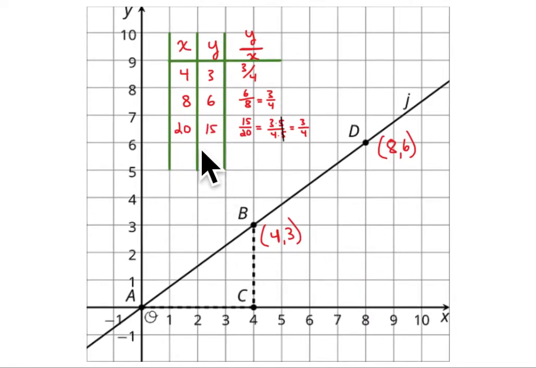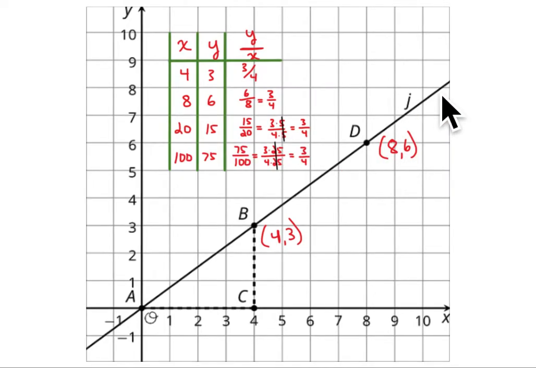All right, so let's look at 20 for the x value, 15 for the y value. So what is that ratio? It's 15 to 20. So you divide each of these by 5. 15 divided by 5 is 3. 20 divided by 5 is 4. So that also has a ratio of 3 to 4. So (20, 15) is on this line. You go 20 units, and then 3/4 of 20 is 15 units, so you go up 15 units, and it will fall on this line. It will be a point on this line.